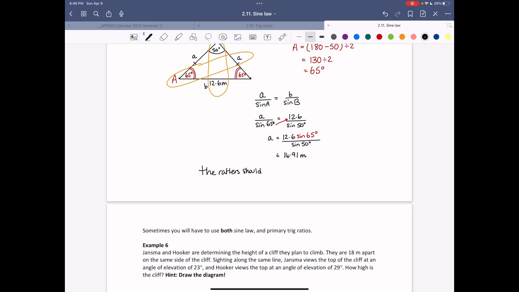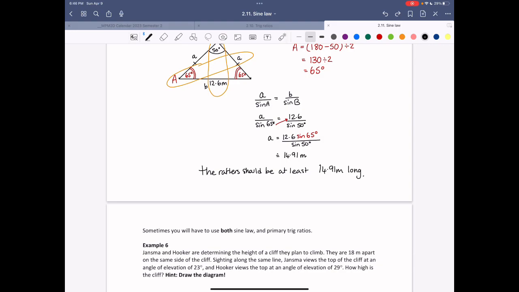Okay, so the rafters should be at least 14.91 meters long. Now typically, I know in real life rafters often come down because you have that little bit of an overhang, but yeah, for the purposes of this question, that's all I need.